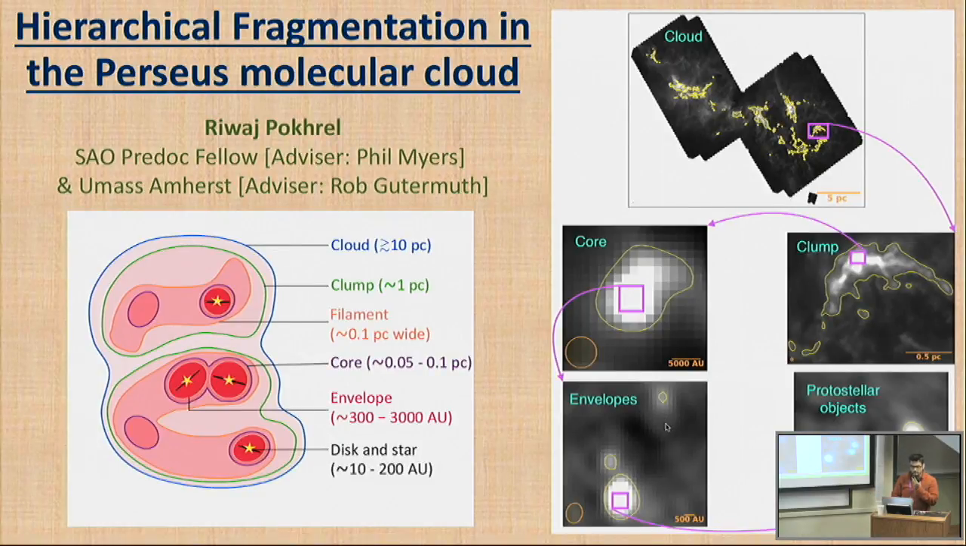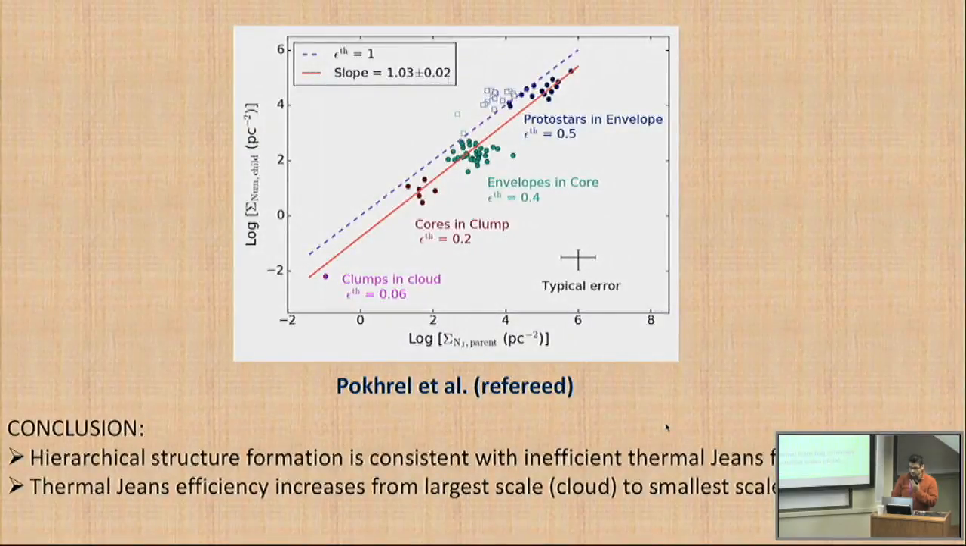I am very happy to talk about this, there's a lot of things that go on in this study, so I'll be happy to talk later. If you are interested in this plot, I'll just tell you the conclusion for now, but we can chat later. We find that the hierarchical structure formation is consistent with inefficient Jeans fragmentation, where efficiency is defined as the ratio between how many objects are formed and how many are predicted by a certain support mechanism. And we find that the thermal Jeans efficiency increases from the large scale, like 0.06, to smaller scales. It goes on increasing as we go into smaller and smaller objects.